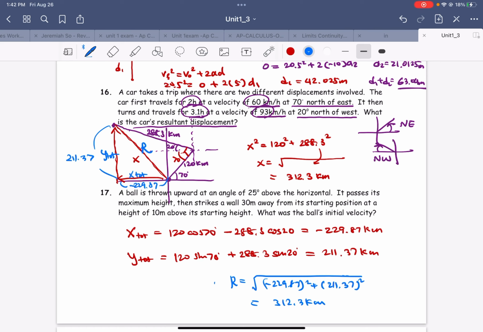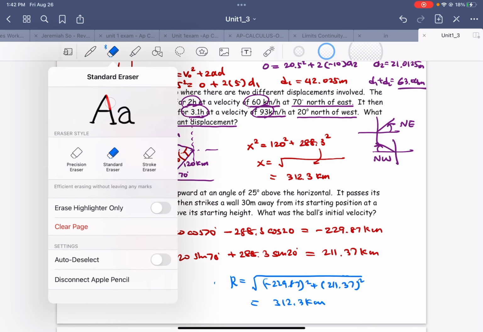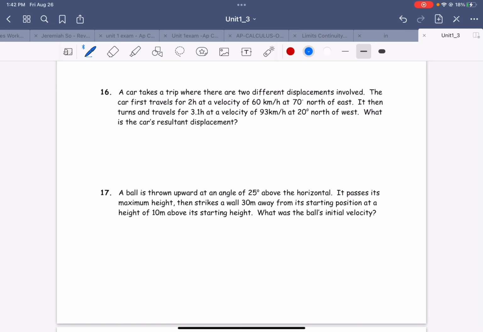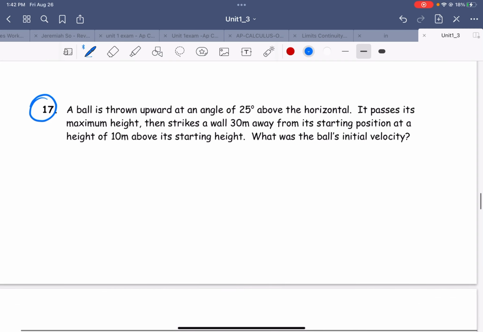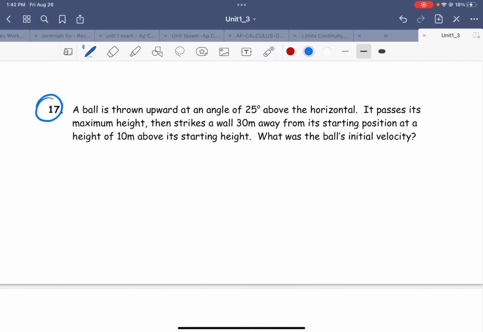If you need more time to do it, you can always go back to the video and do it again. But I'm going to erase this one. Now, let's do number 17. A ball is thrown upward at an angle of 25 degrees above the horizontal, and it passes the maximum height. Then it strikes a wall 30 meters away from its starting position at a height of 10 meters above its starting height. What was the ball's initial velocity?